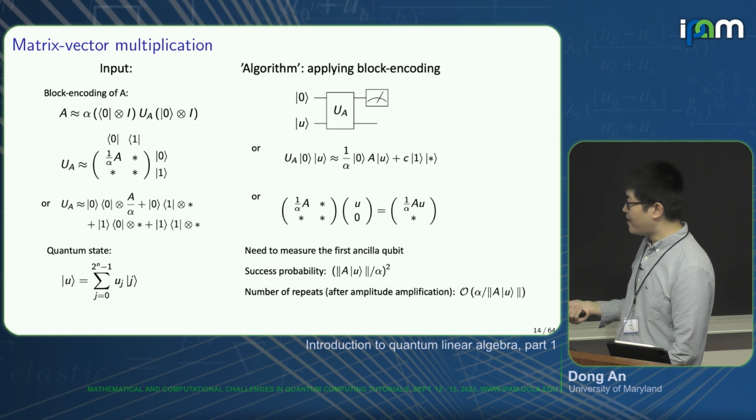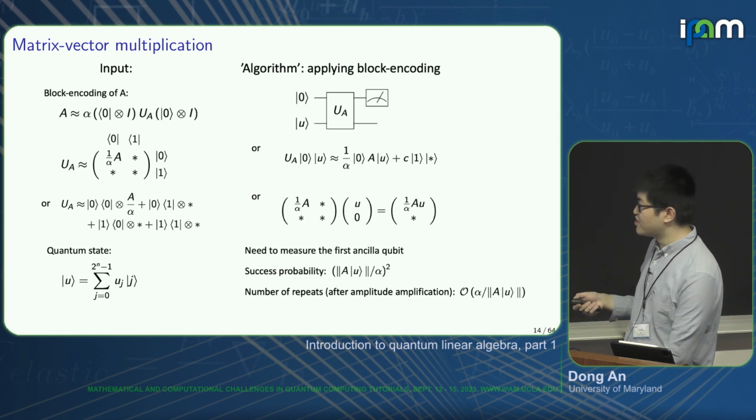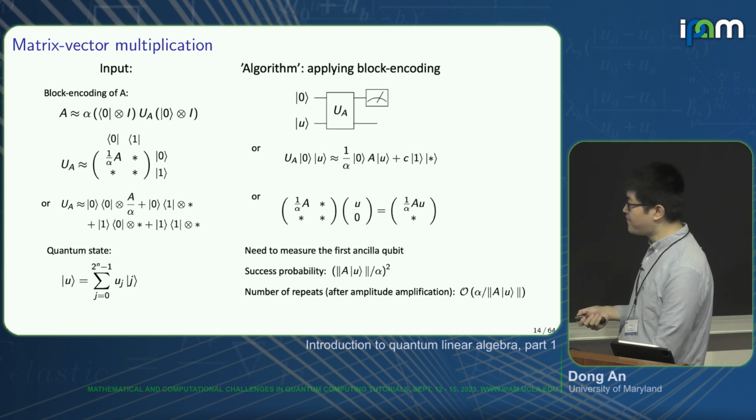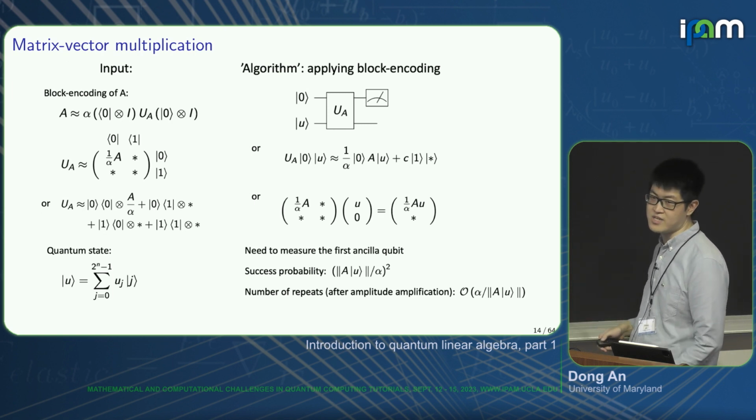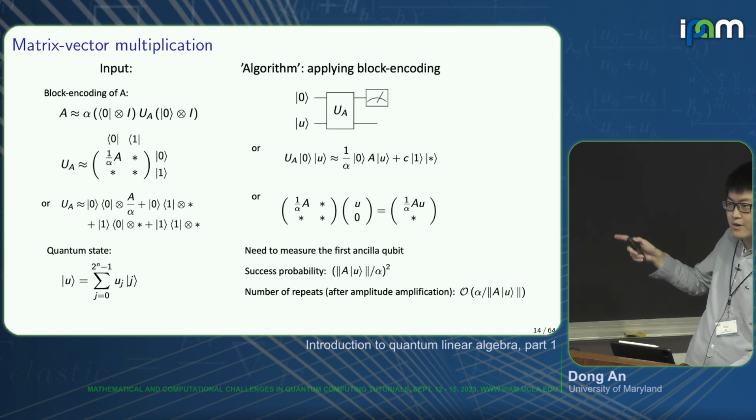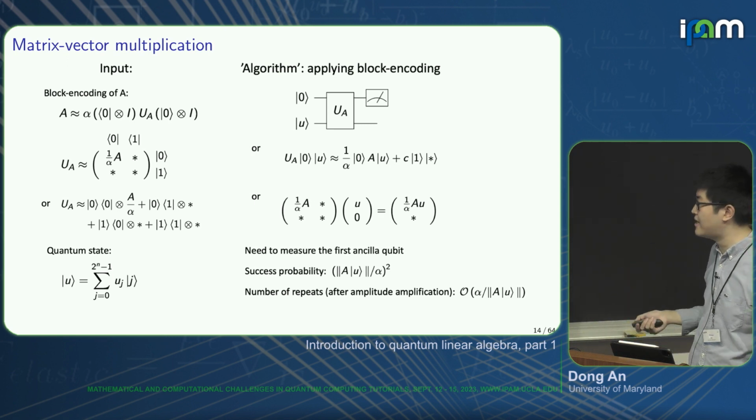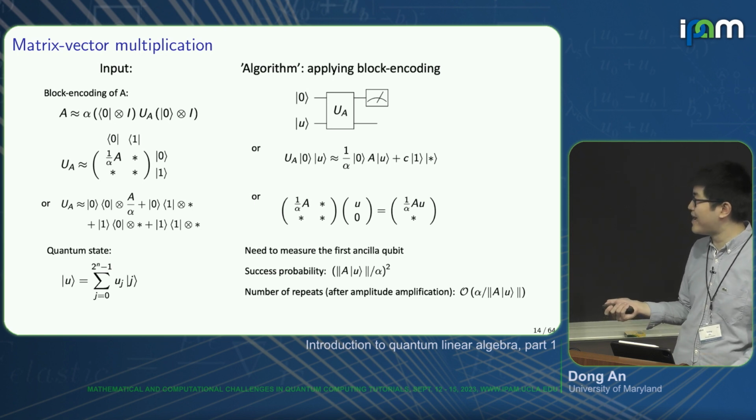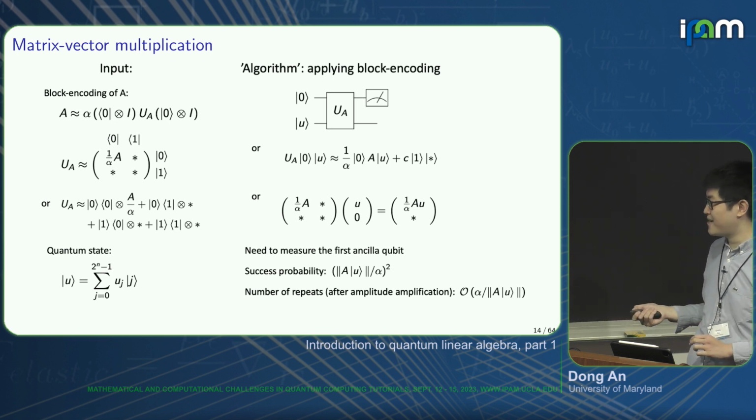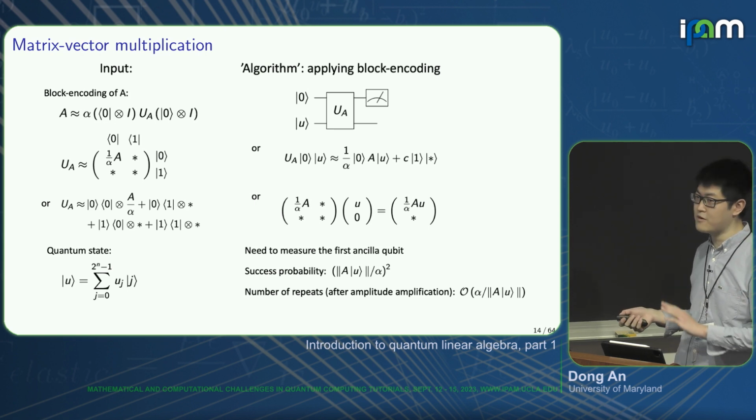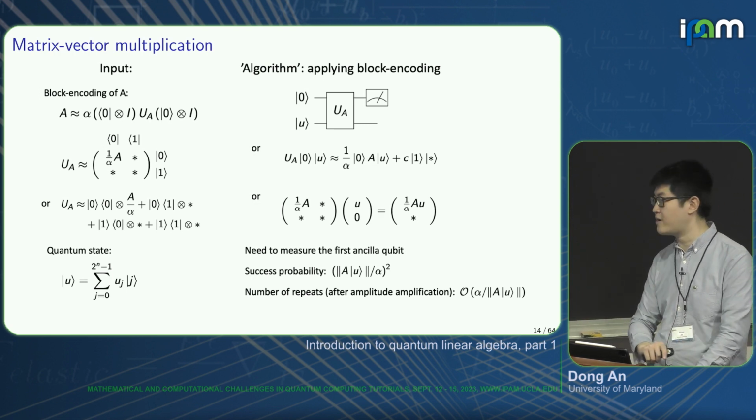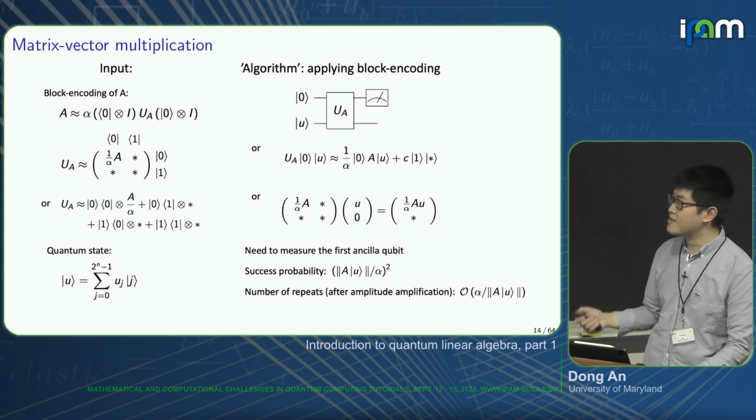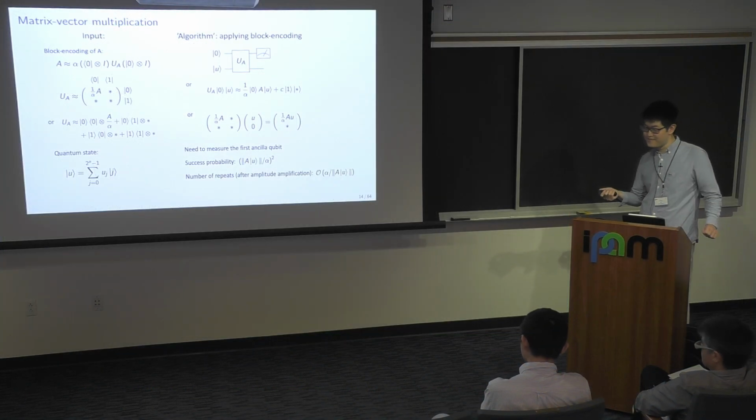But in many quantum algorithms, we will just say that the number of repeats is sufficient to be the square root of the inverse of the success probability. This is because we are applying a technique called amplitude amplification, which is a generalization of Grover's algorithm. I will cover the details at the end when we talk about singular value transformation. Anyway, for this matrix-vector multiplication, we have some number of repeats, which is completely different from standard deterministic classical algorithms. Okay, so this is for the matrix-vector multiplication.